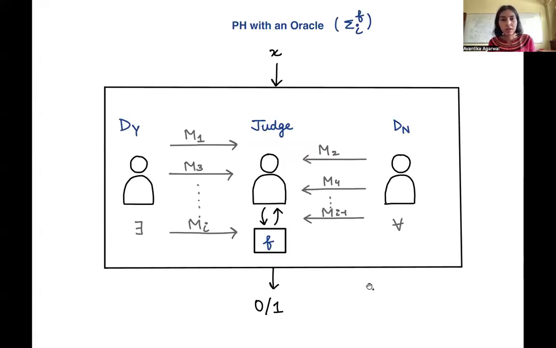So just to make sure we are all on the same page, what does PH with an oracle look like? Recall we had this judge and two debaters who were sending messages to the judge. Now this judge has oracle access to the function f. So it gets these i messages from the debaters. Then it performs some computation. During its computation, it can send queries to this oracle f and use that to finally make its yes or no decision.